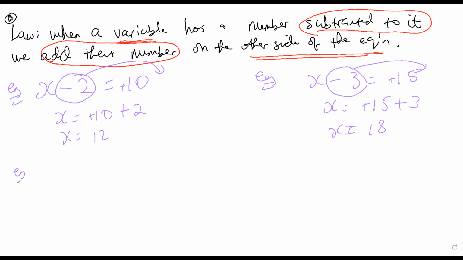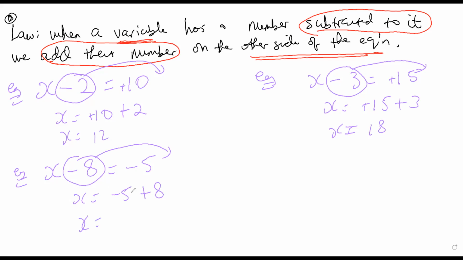Nice. Another example here. When a variable has a number subtracted to it, we add that number on the other side of the equation. So here, x is equal to minus 5, and it is being subtracted here, so we add it on the other side. All that's left now is to apply the different signs law: subtract and keep the bigger sign. So this is plus 3, you find the difference here and keep the bigger sign. 8.